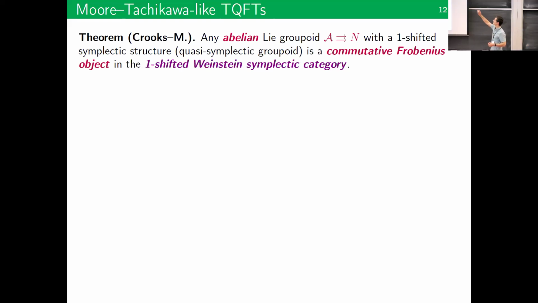If you take an abelian Lie groupoid, what I mean by that is that the source and target maps are equal, and all fibers are just abelian groups. Okay, so it's just like a family of abelian groups parametrized by a base N. The groups don't have to be isomorphic. It's not a bundle, but it's just a family of abelian groups, together with a one-shifted symplectic structure, so that's the structure of a quasi-symplectic groupoid. This is a commutative Frobenius object in the one-shifted Weinstein symplectic category.